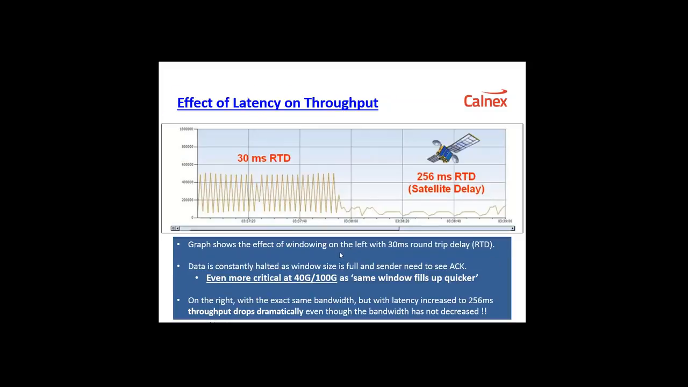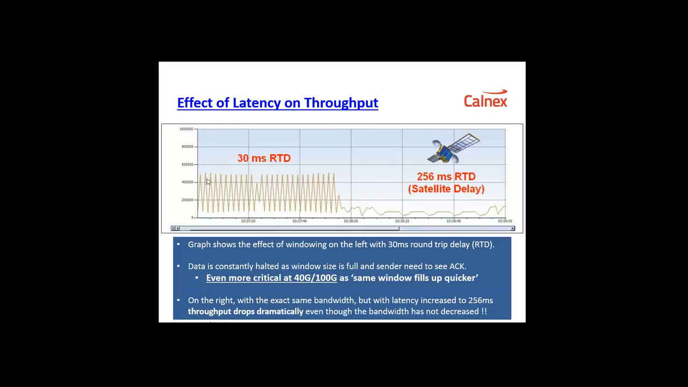If we look at some real-world examples of how this impacts, you can see that with just a 30 millisecond round-trip delay, again, a quite reasonable number in transmission, you can see the impact TCP windowing has on the throughput. So this is a graph of throughput, and you can see the graph zigzagging up and down. This is interesting because obviously TCP kicks in, it increases the throughput. When it hits the limit, windowing kicks in. And obviously the data is constantly halted during these downslopes because the window size is full, and the sending node is waiting for the acknowledgement to come back.